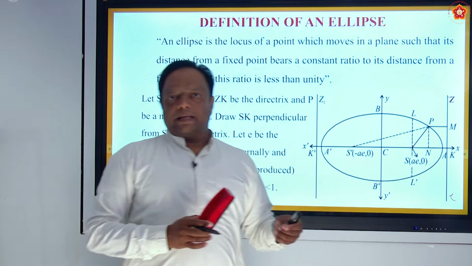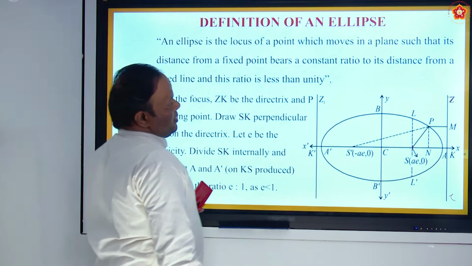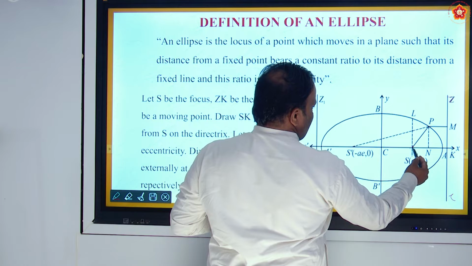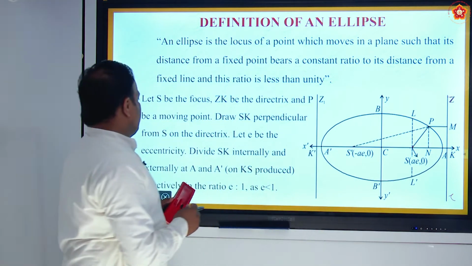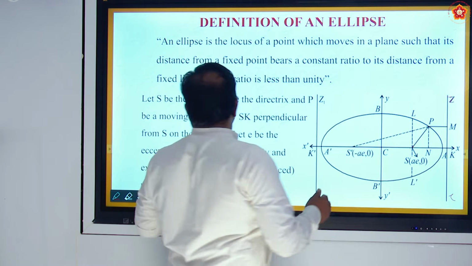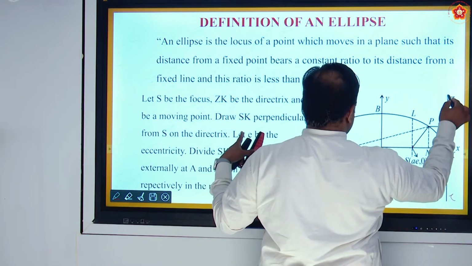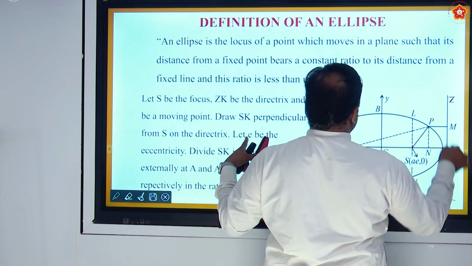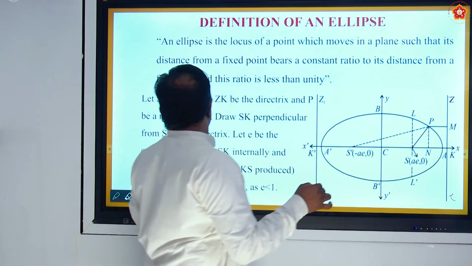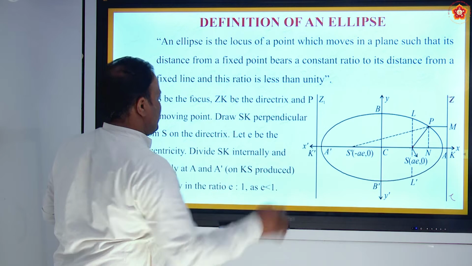Always take that point as x comma y. P is the moving point. Draw SK perpendicular from S to the directrix. S is here, and K is on the directrix L. So draw the perpendicular from S to the directrix.